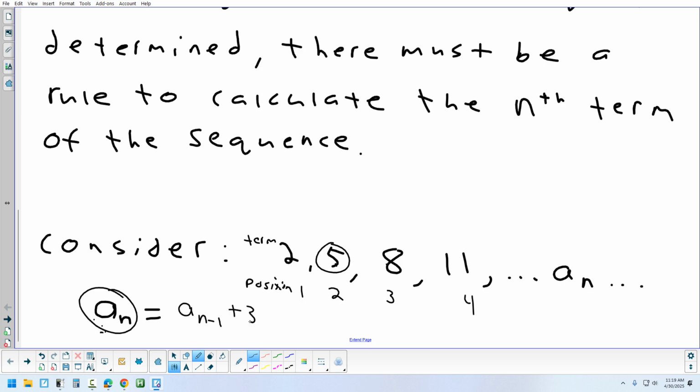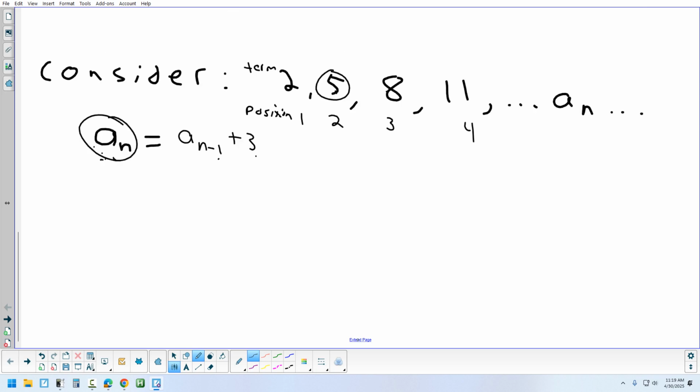So that is one way to write the formula. This means to get any term that you want, take the one that comes before it and add 3. So let's say we wanted to find out when n is 50. If n is 50, that's a sub 50. What term do I add 3 to get the 50th term? Yeah. A sub 49. 50 minus 1, which is the 49th term. That's how you get the 50th term.